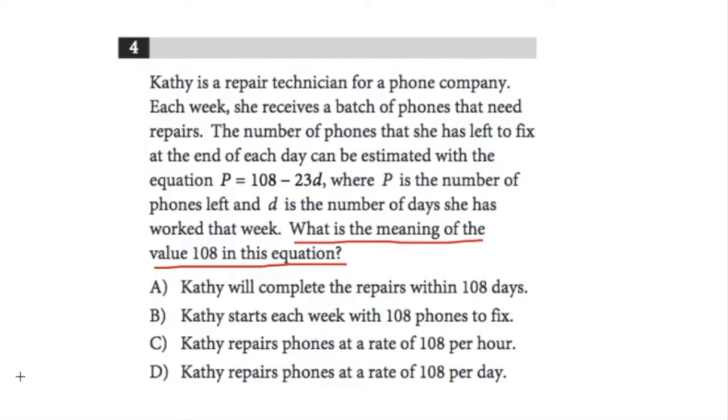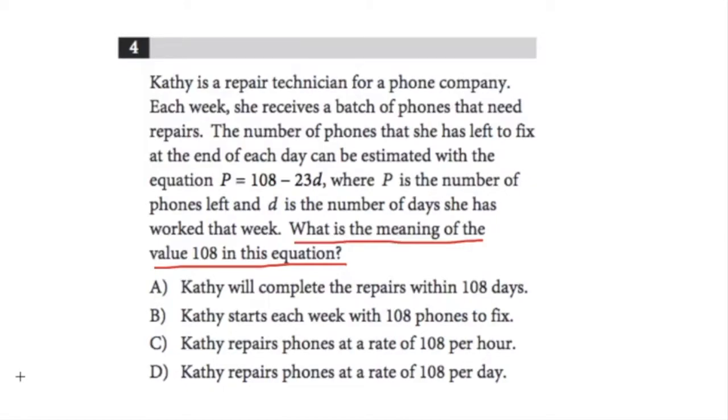Go and read answer choice B for me, please. Kathy starts each week with 108 phones to fix. Would that work in the real world? Is that a reasonable statement? Maybe, yeah. I can't eliminate it, right? I can imagine someone having a job where they've got to fix 108 phones in a week. Kind of just like answer choice A. Again, answer choice A seems like a long time, but I can keep answer choice B as well.